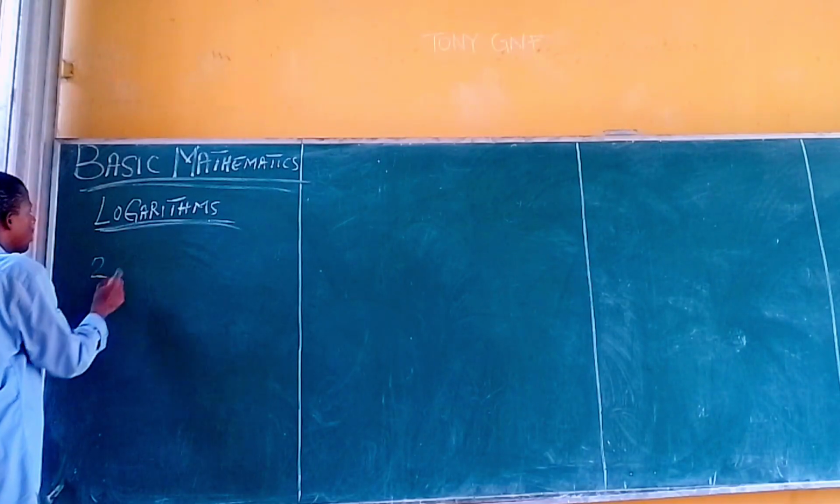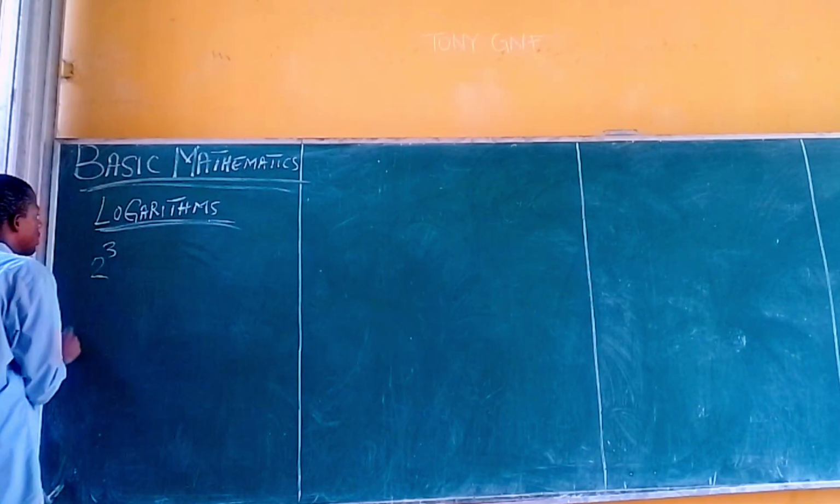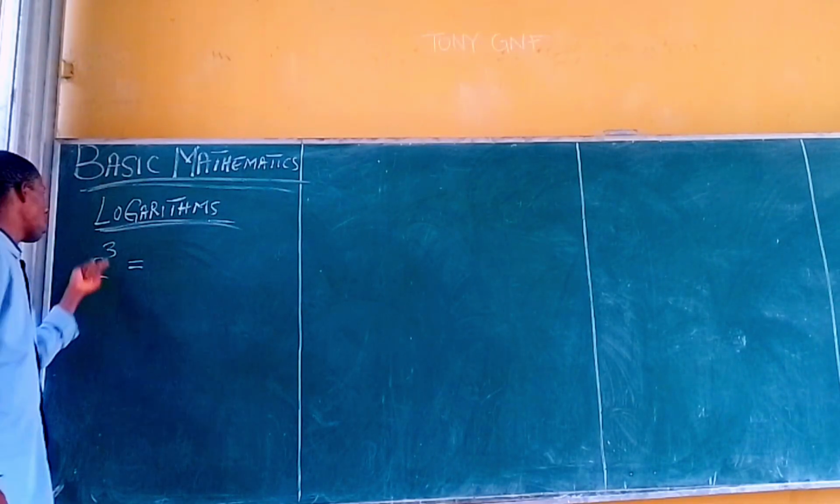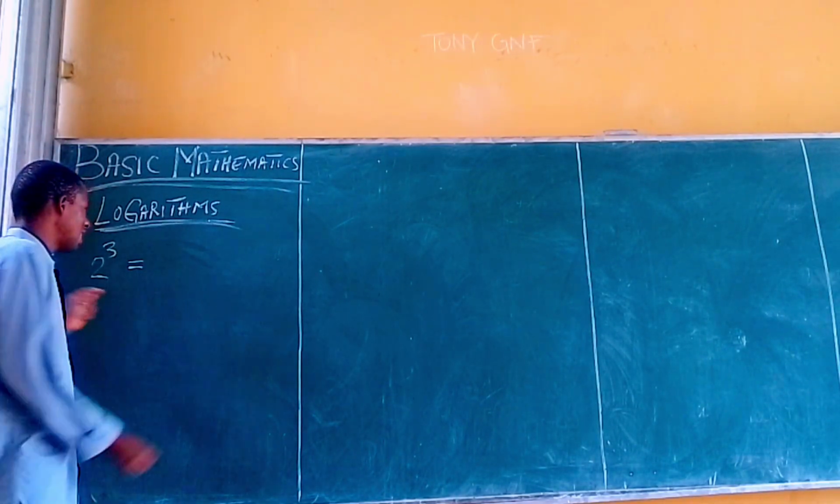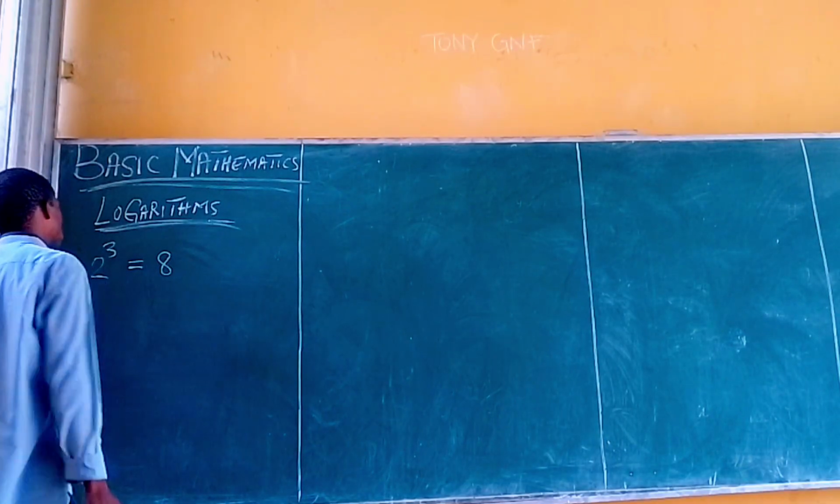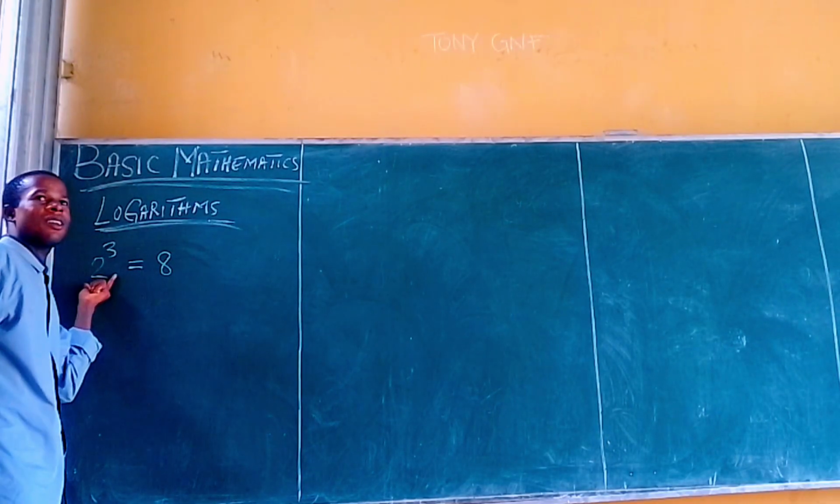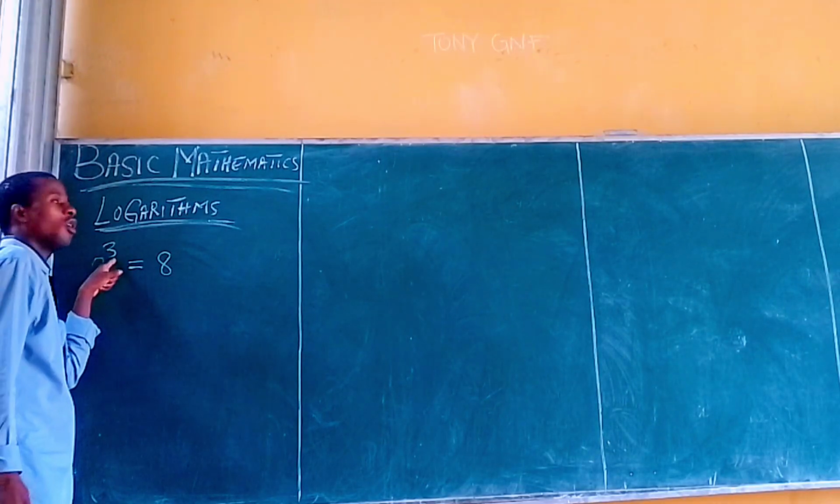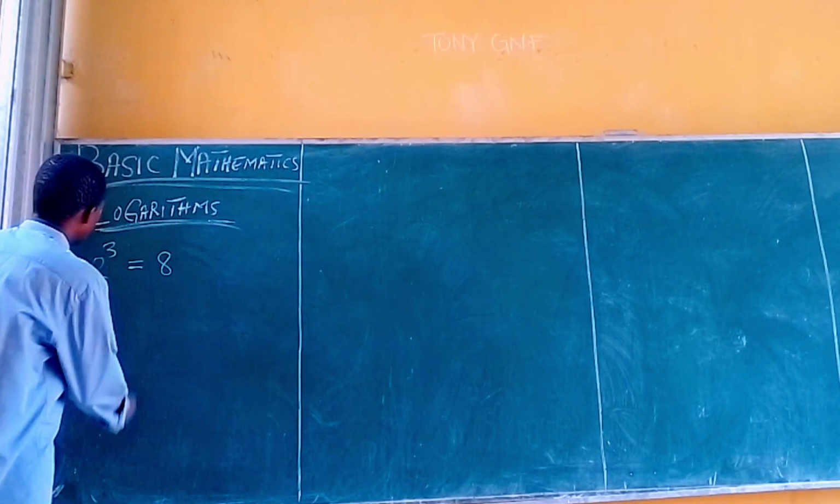Indices, right? If you have 2 raised to the power of 3, what would be the answer? 8, right? So the 2 is called what? The base. And the 3 is called what? The index. That's nice.